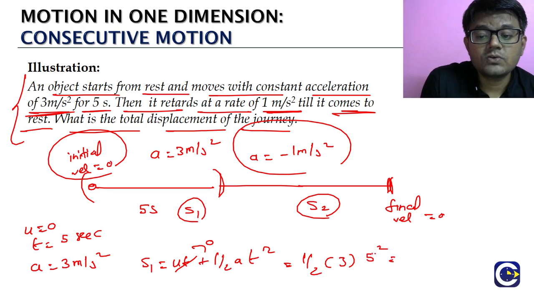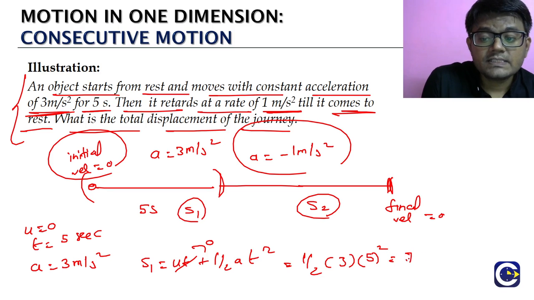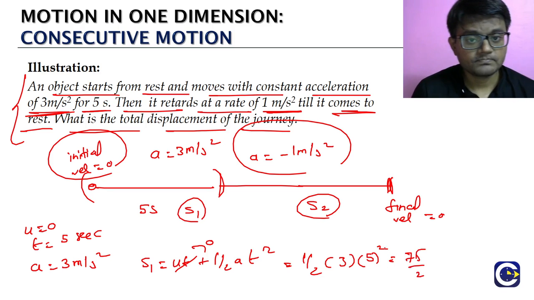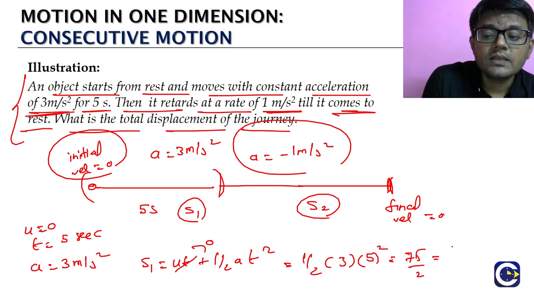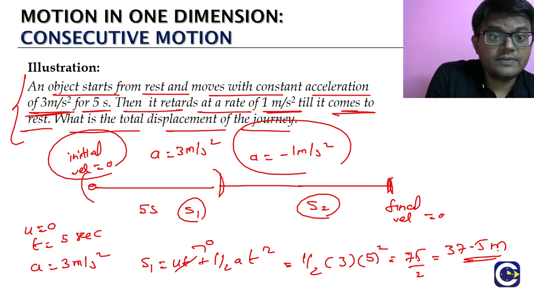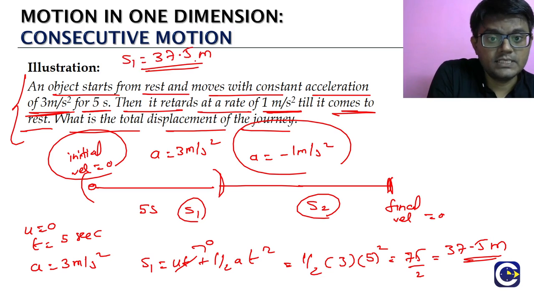5 square. So what is it totally? 5 square is 25. 25 into 3 is 75. 75 by 2 is 37.5 meter. So let us keep it as S1. We'll just take it over there.